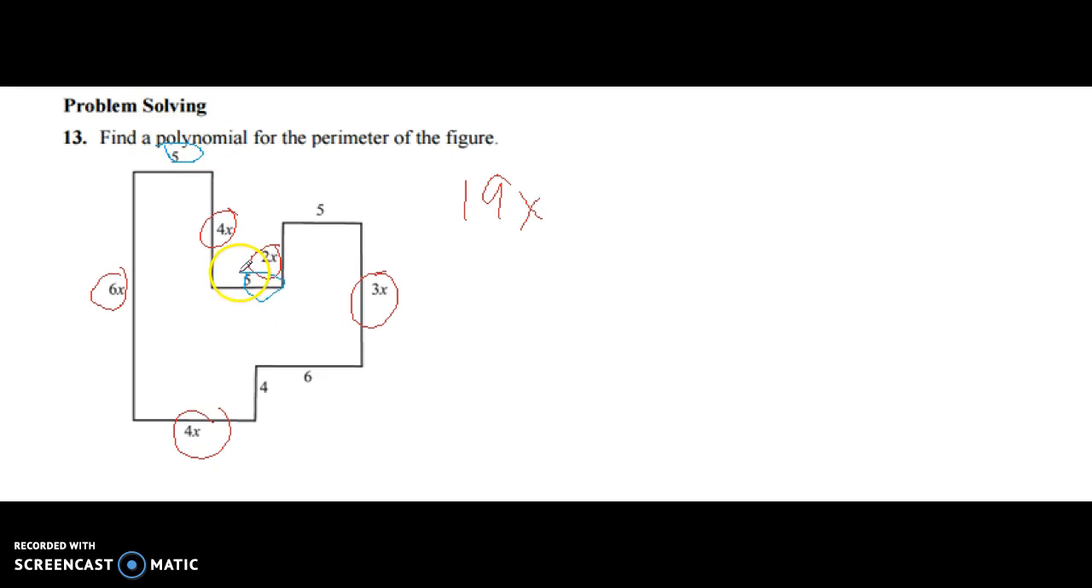So I have 5, 10, 15, and the 4 and the 6, so that gives me plus 25. And that's my perimeter. I don't have to do anything else. I can't add any more. These are not like terms, so just leave my perimeter like that. This represents some number. We just don't know exactly what that number is.